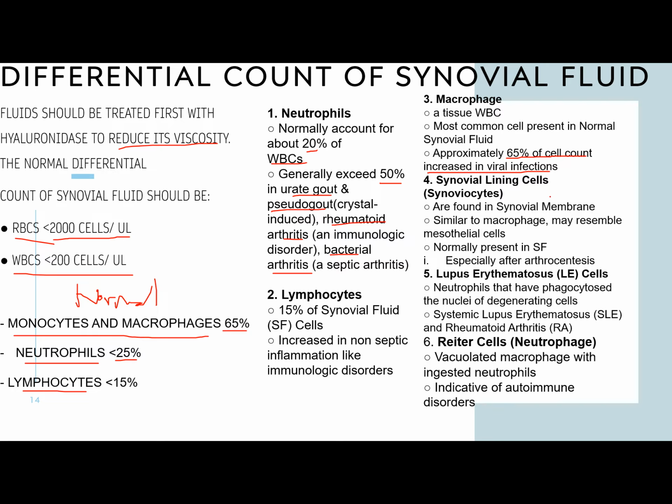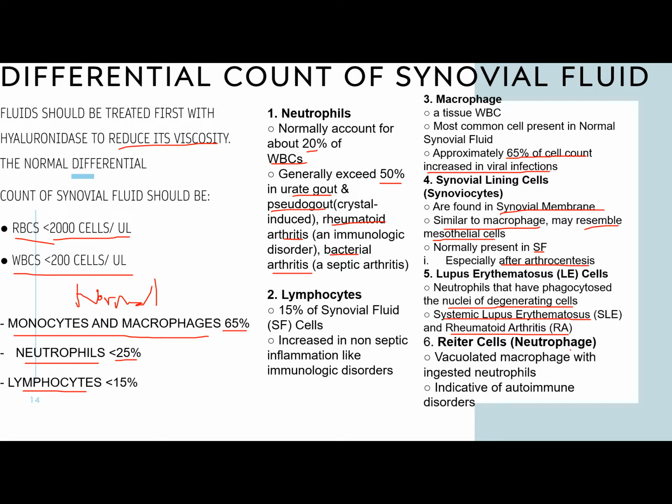Then we have your synoviocytes. These are found in the synovial membrane, similar to macrophage and may resemble mesothelial cell. Normally present in the synovial fluid, especially after arthrocentesis. Then we have the so-called LE cells or the lupus erythematosus cells. These are neutrophils, class, that have phagocytized the nuclei of degenerating cell. They are usually seen in patients suffering from SLE or systemic lupus erythematosus and rheumatoid arthritis.